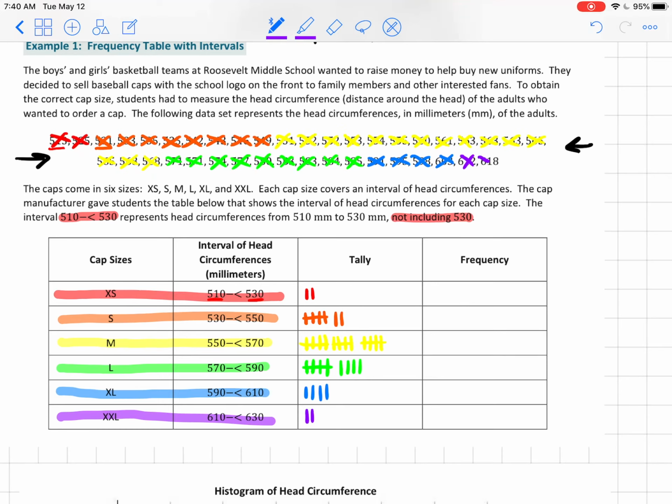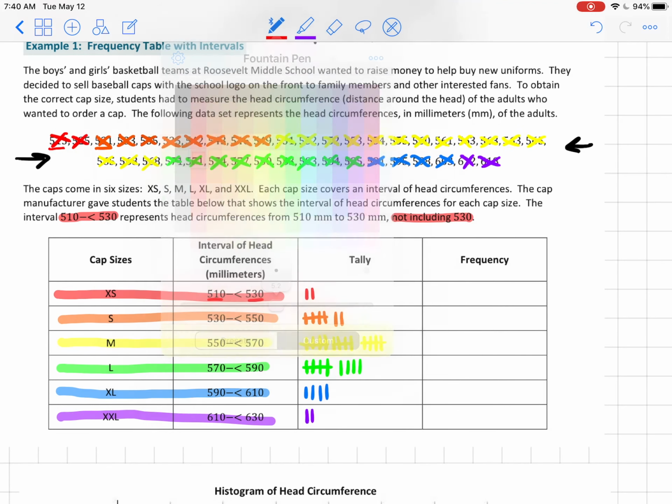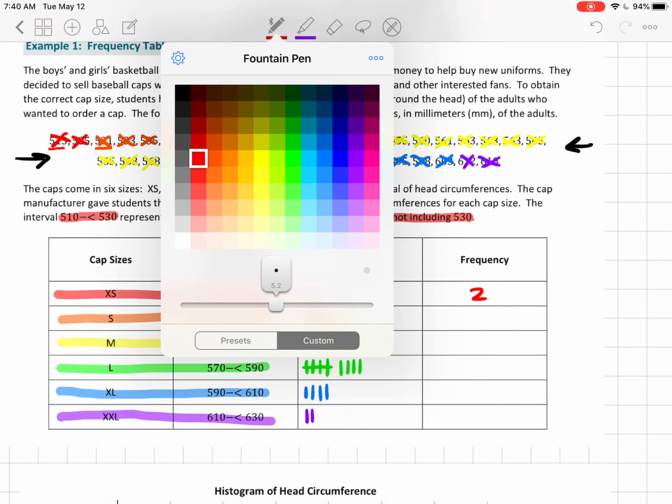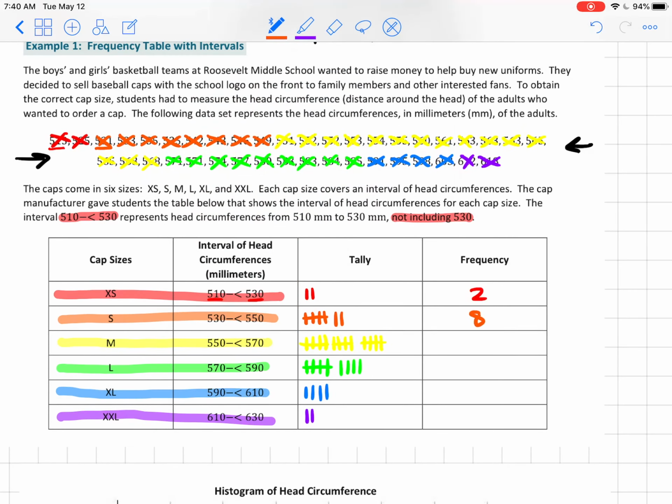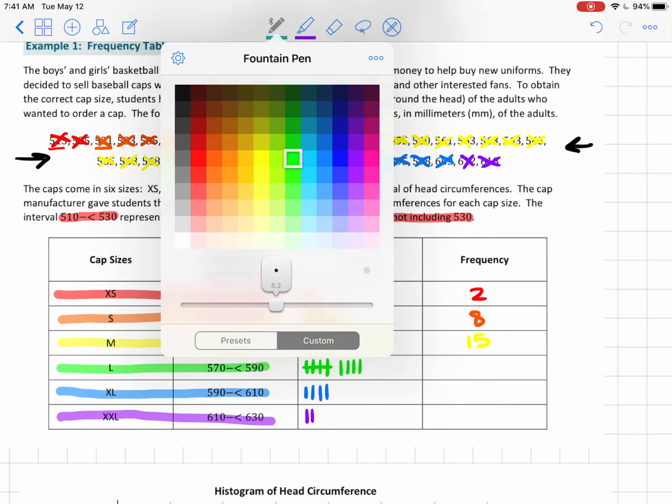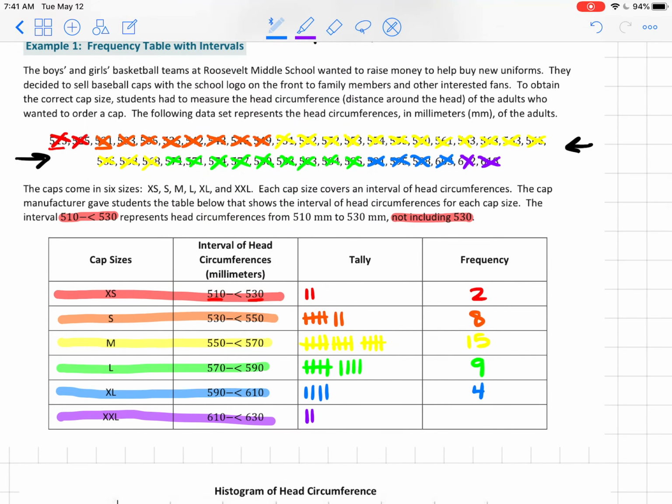So it's very, very similar to what we did yesterday, except we're not recording specific numbers. We're recording what interval these numbers would go into. Basically, if your head was that size, what size hat would you wear? That's what we're doing. And now we can count up the frequency. There's 2 who would wear an extra small, 8 who would wear a small, 15 who would wear a medium, 9 who would wear a large, 4 who would wear an extra large, and 2 who would wear an extra, extra large.